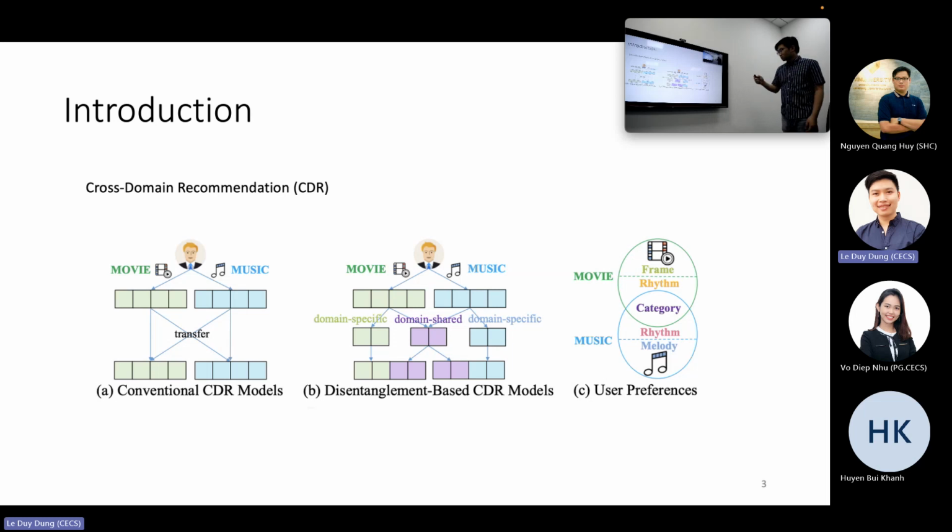Too small, cannot see. You can use your hand. This one is for multi-domain, like... sorry, I forgot what I said.